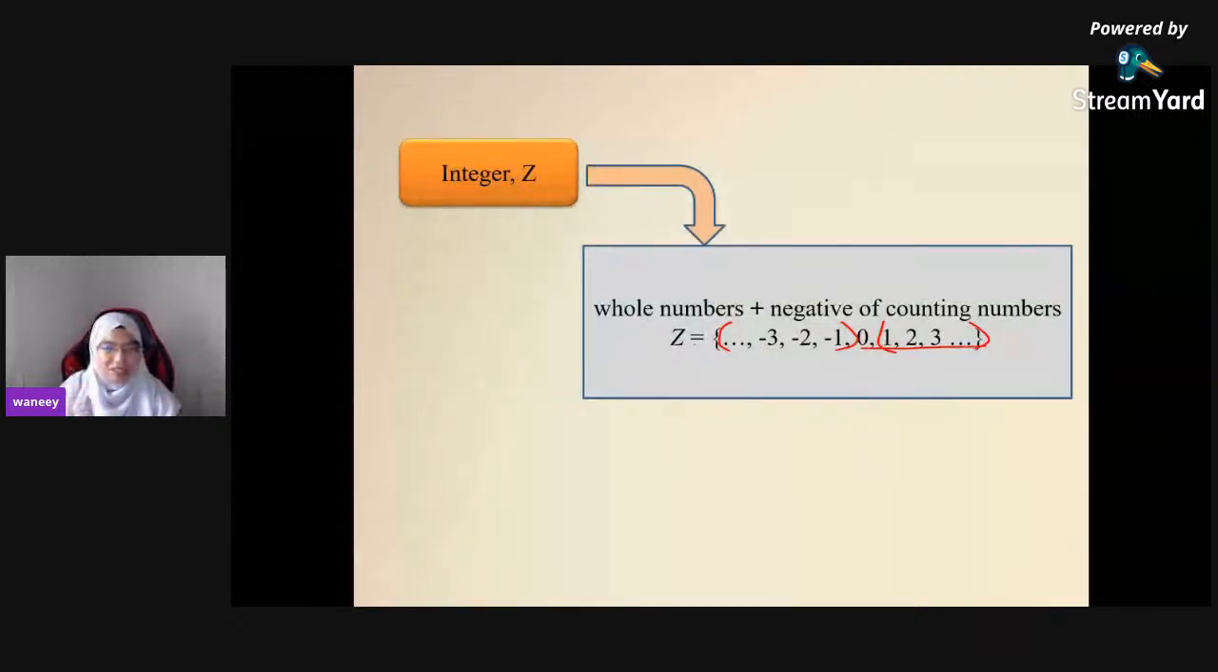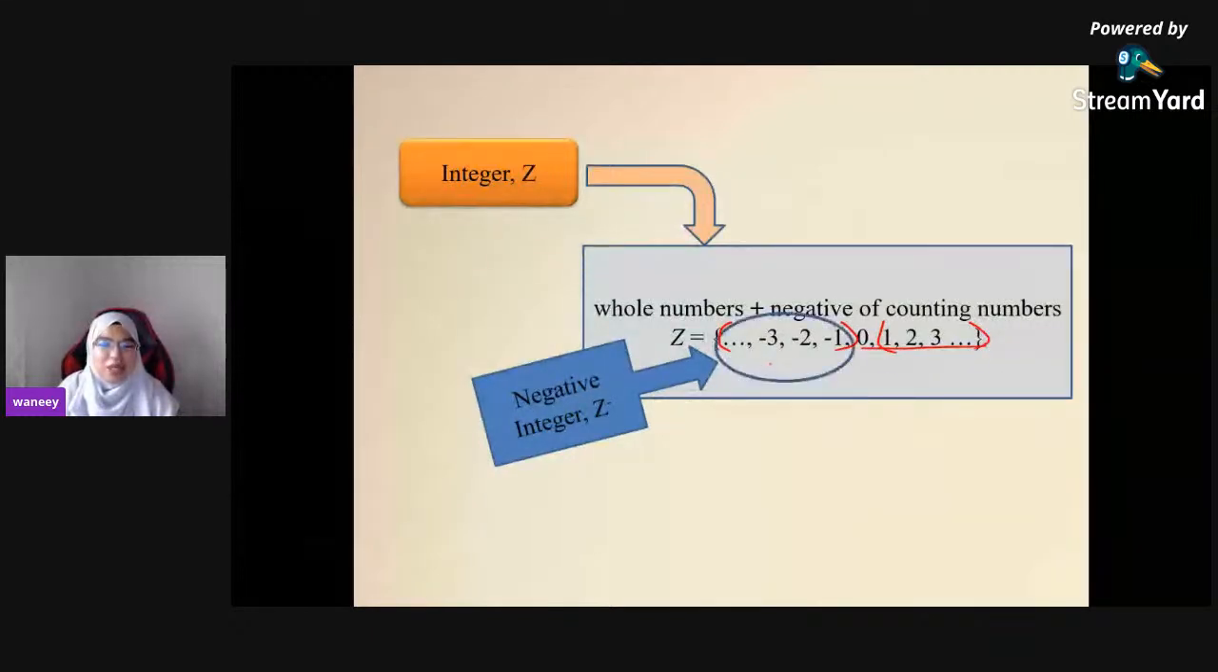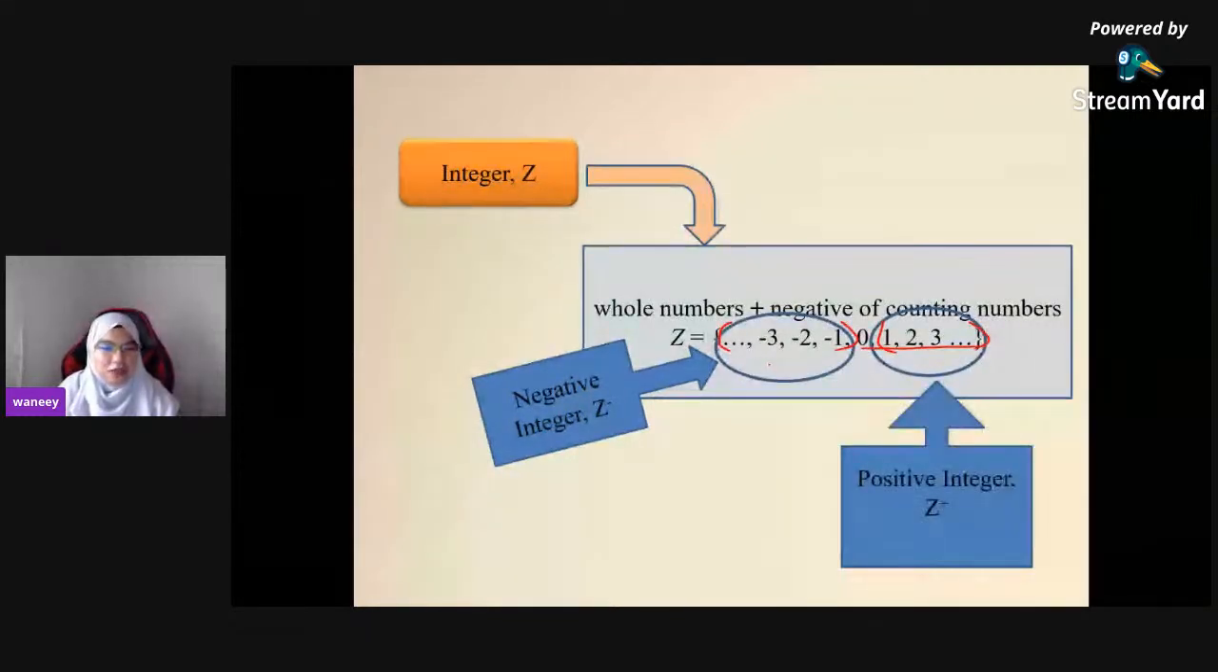Sebab ni baca je tau, so laju sikit. Okay, so those are known as the negative integers, and then we have positive integers as well. So the difference is for this one, z plus, z minus. So z minus, negative, z plus, that one will be for positive. Okay, so done with integers.